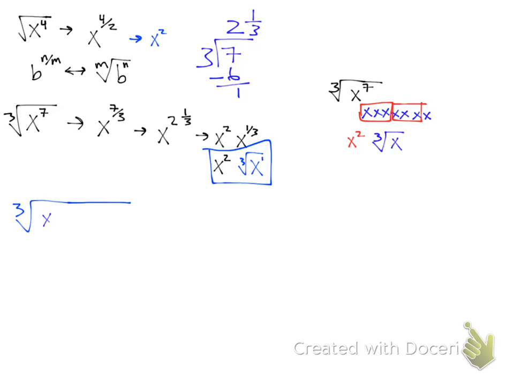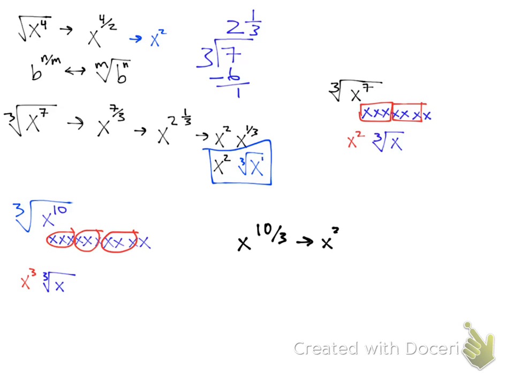All right, so let's do one more example. So let's say we have the cube root of x to the 10th. So I'm going to write it out 10 times, and then I want to circle groups of 3. There's 1 group, 2 groups, 3 groups. So you have x cubed on the outside. Leftover is x on the inside. Or you can take it and divide it. So 10 divided by 3 is 3 and 1/3. So on the outside you would have x cubed, the x to the 1/3 you put back on the inside. That's x to the 1 inside the cube root.